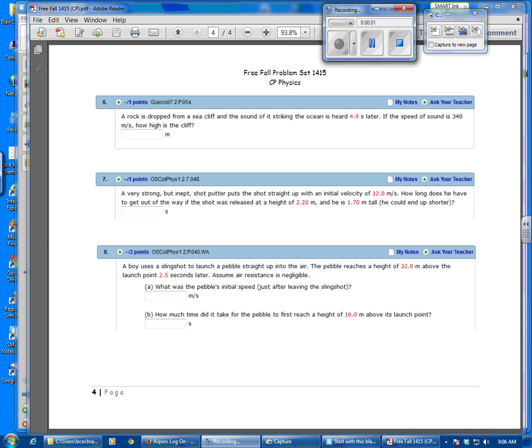All right, so number 8: a pebble reaches the height of this above the launch point 2.5 seconds later. Assume air resistance is negligible. What was the pebble's initial speed? And how much time did it take the pebble to first reach a height of 16 meters above its launch point?